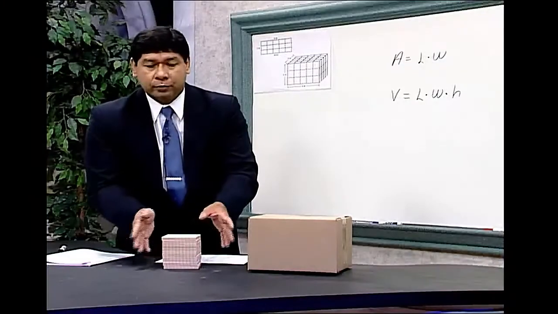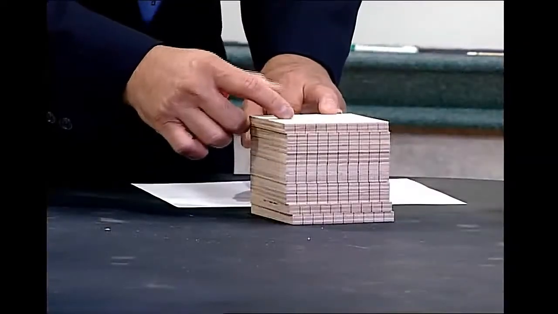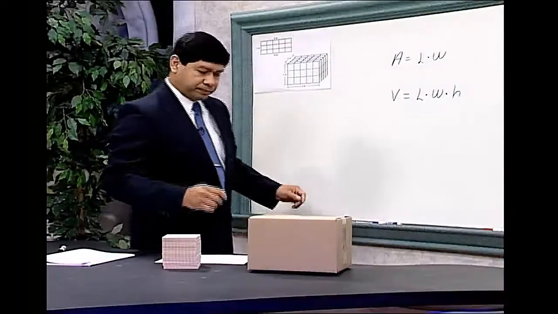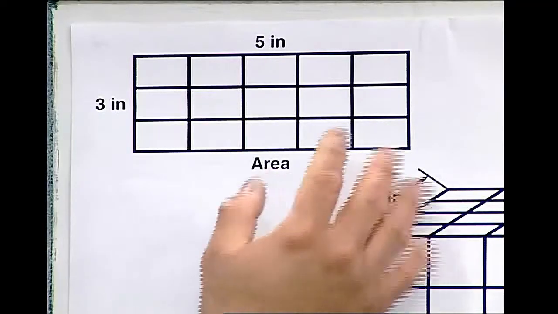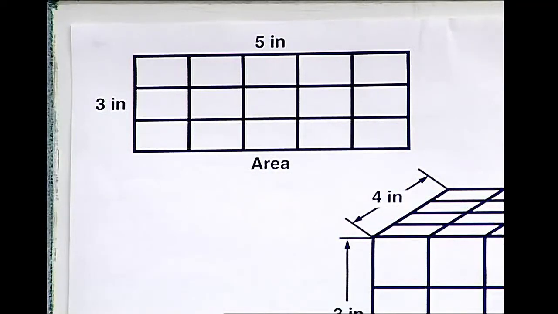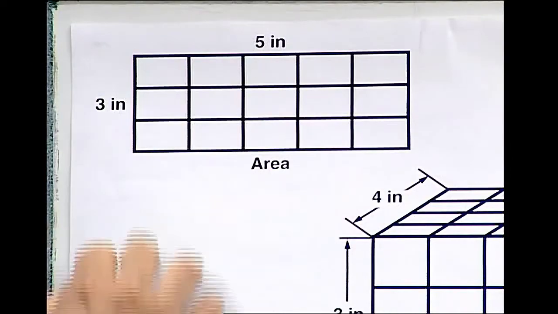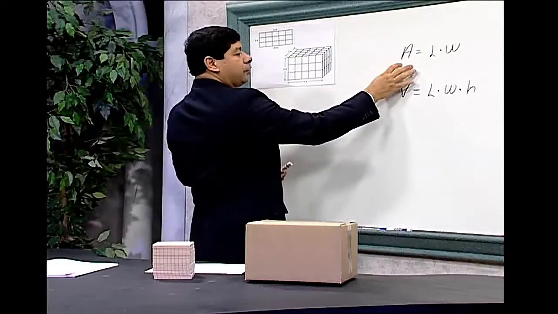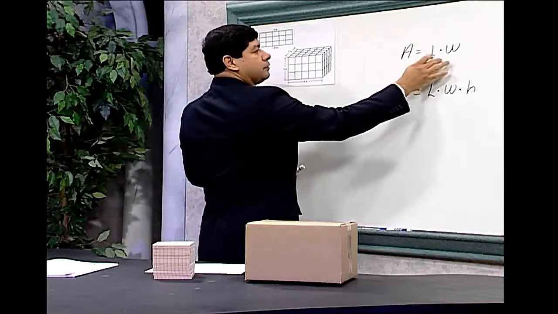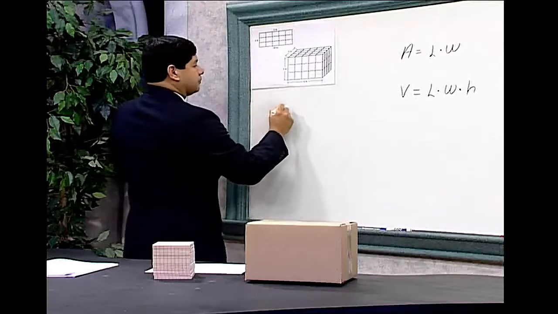How did we get 1,000? Very simple. We multiplied the length times the width times the height. We can show this again. Let's look at our model that we have. What we're going to do is multiply the length times the width, because that is how we find the area of a rectangle. And we can see that the length of this figure is 5 inches, represented here, and the width is 3 inches. The formula to find the area of a rectangle is length times the width, L times W. Well, let's multiply.